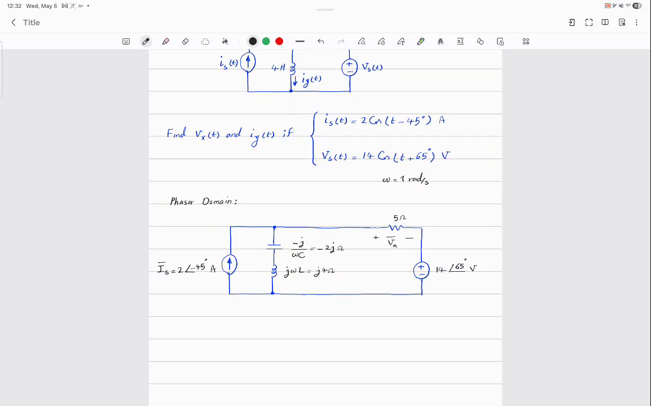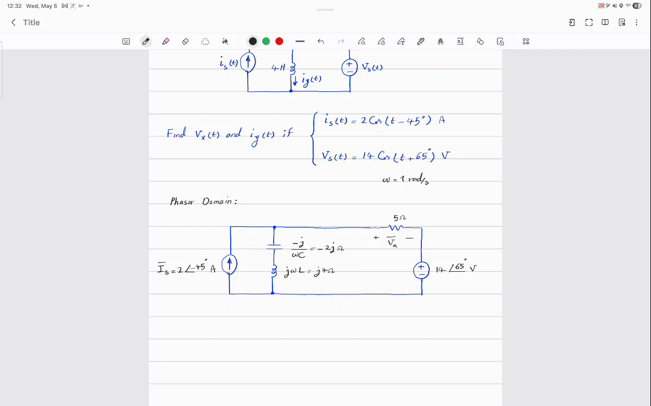Now, what's next? Can I combine the two impedances in the middle? Okay, whoever says no, I would ask then what's the point of changing everything to phasor domain, right? That's one of the biggest advantages of phasor domain. You can combine everything. Okay, so let's combine them together.